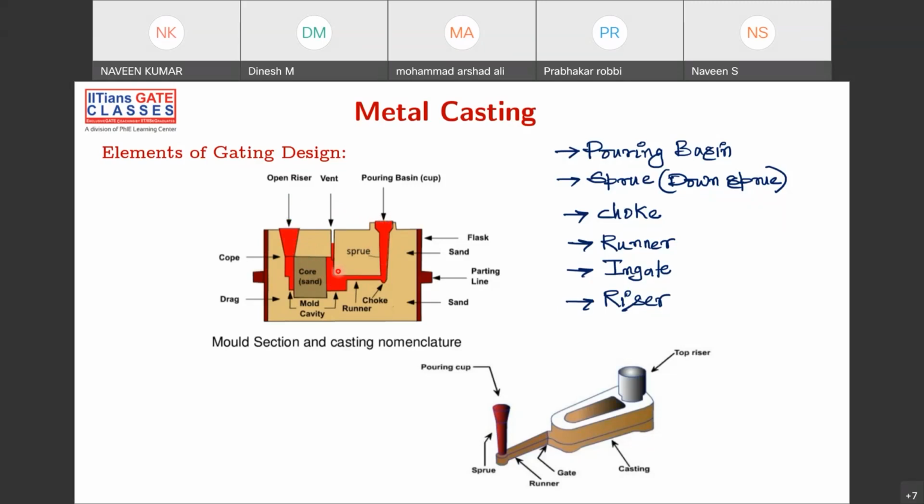Okay, and this is how these things are. So what are the important ones? These are all called gating elements. What are they? Pouring basin, sprue, and this is what is called choke, and then runner, then ingate, then riser. So we have to design them. You can't put whichever dimension that you want. There are some significances for these gating elements, and you have to design them.